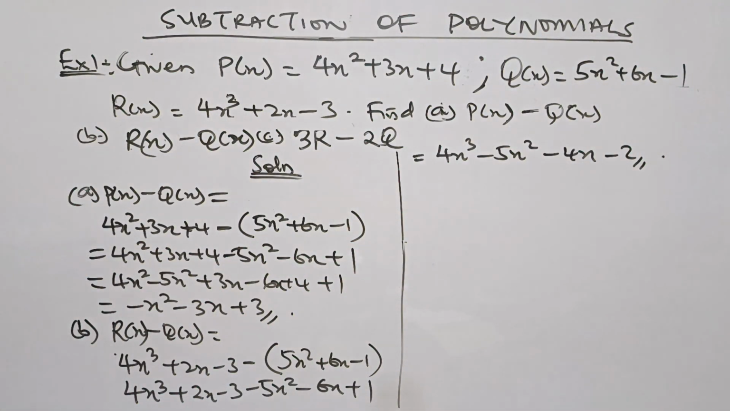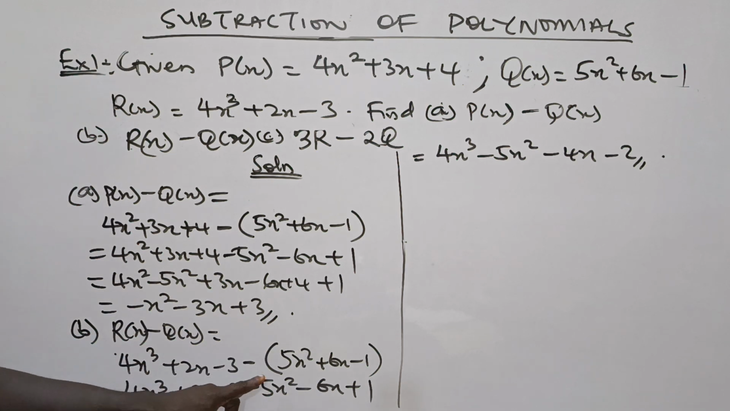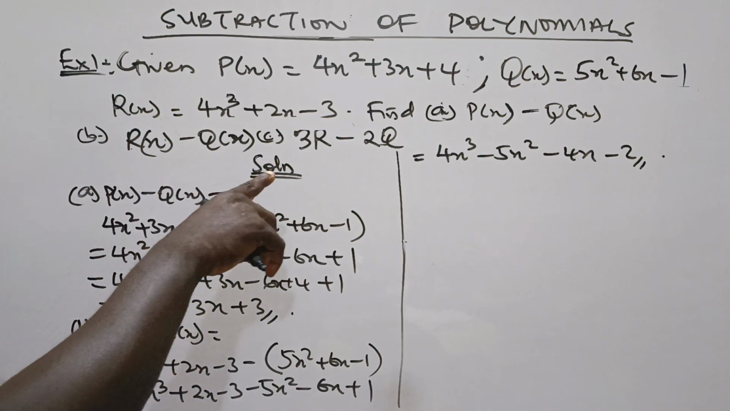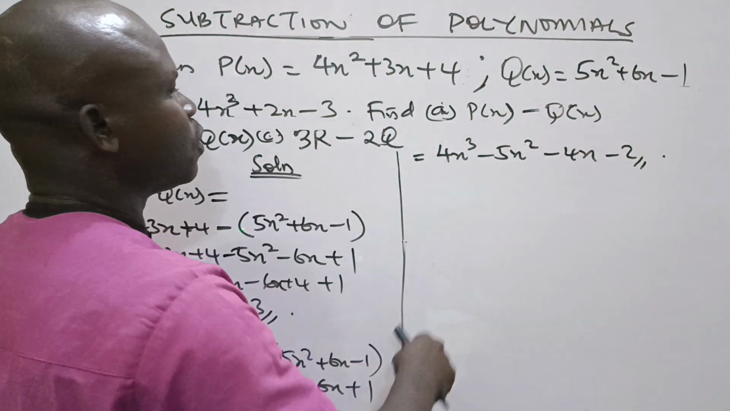We can only subtract or add polynomial with the same degree. R has x cubed, Q does not have. Q has x squared, R does not have. So the two, x cubed and x squared, will appear.